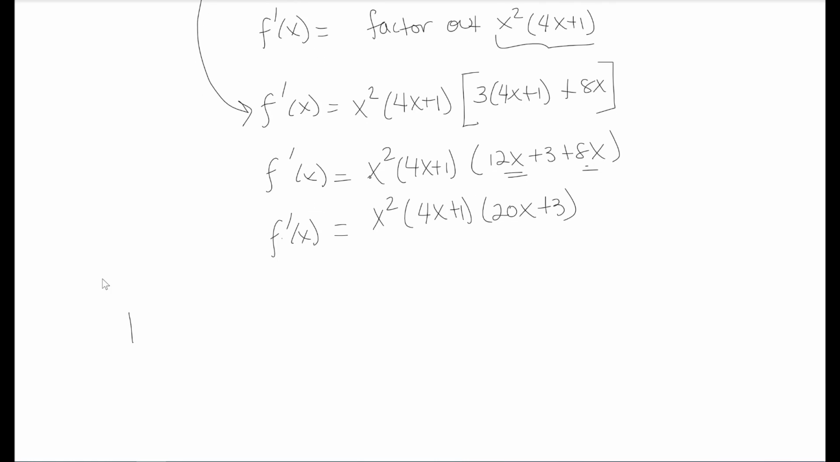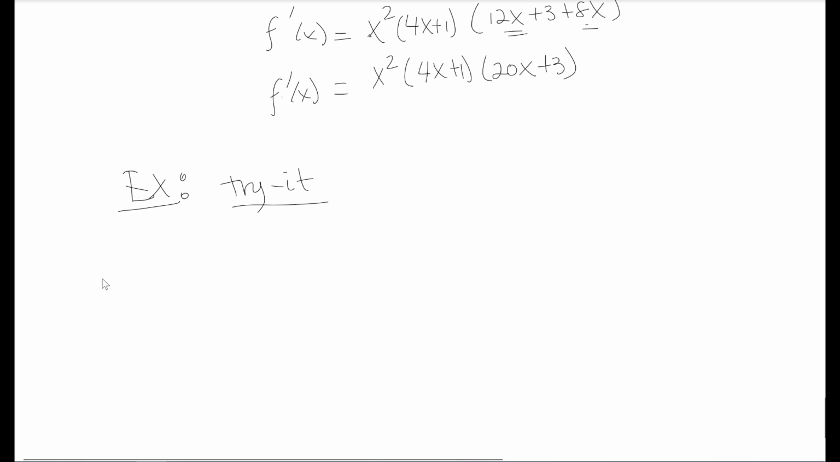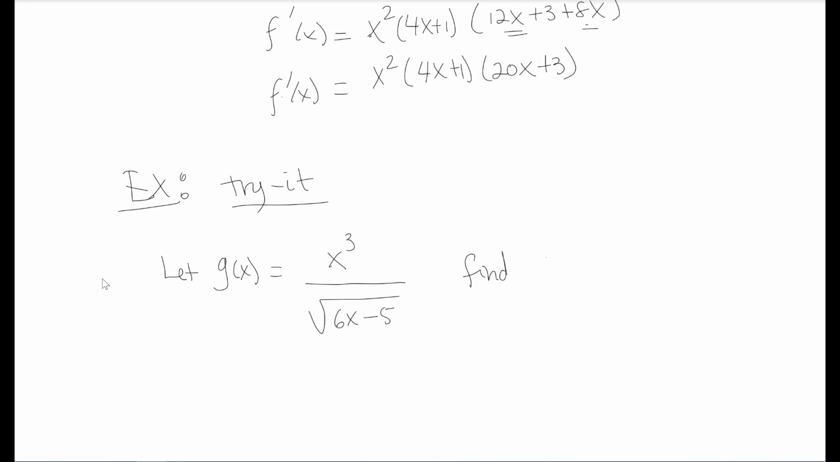So what I want you to work on your own, so try it out. Try this problem. Well, what if you had to use a quotient rule? So let g of x be, let's say, x cubed divided by the square root of 6x minus 5. So what I want you to do at home is find g prime of x.